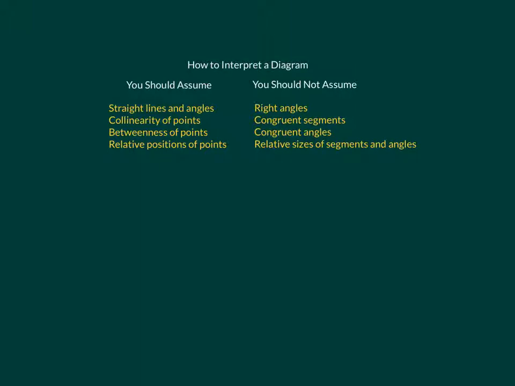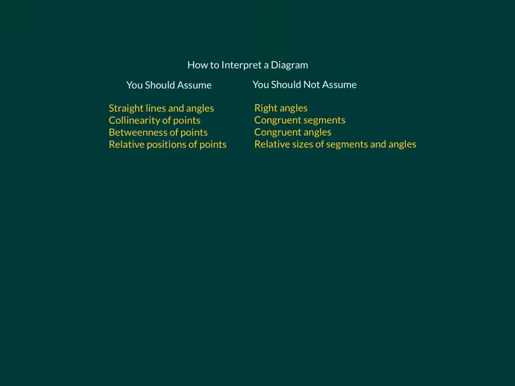You can assume that things have straight lines and angles. You can assume that points are collinear, meaning that they're in a straight line, if they look like they're in a straight line. You can assume betweenness of points, so if one point looks to be between two other ones, you can assume that. And then you can also assume relative positions, so if something looks like it's above another point, that you can assume.